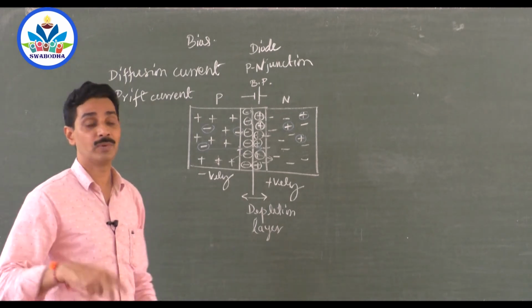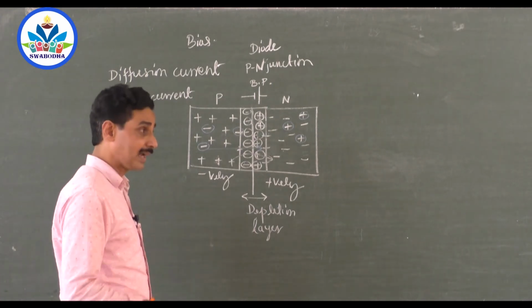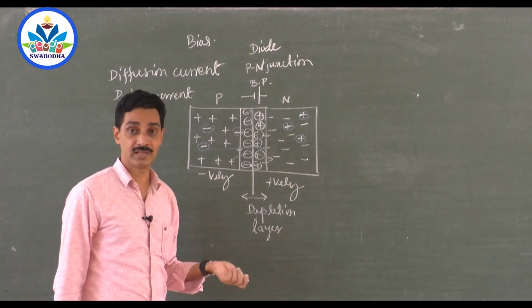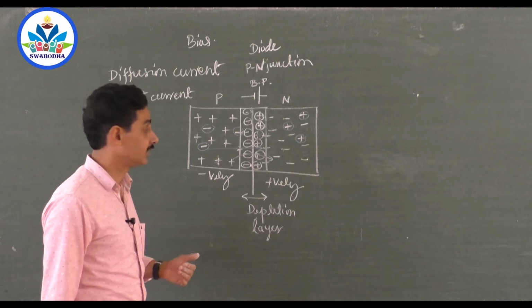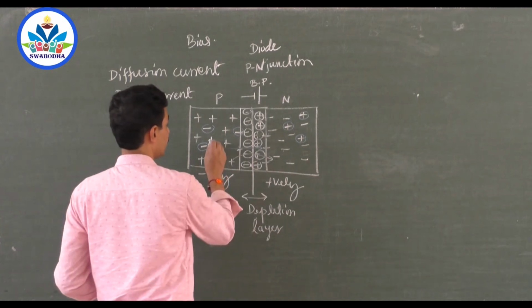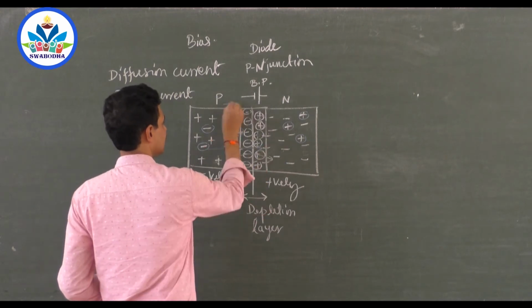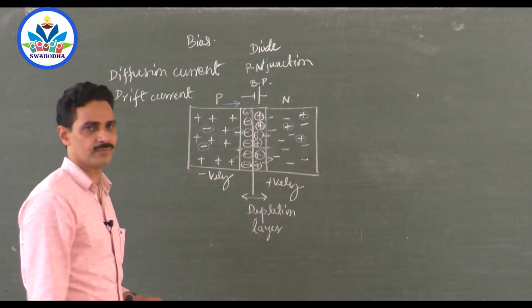So they create one more current, and this current is opposite to the current developed earlier, the diffusion current. How does the diffusion current occur? Diffusion current occurs because of the movement of holes from P region to N region, electrons from N region to P region. That is in this direction, right? That is the direction of diffusion current.